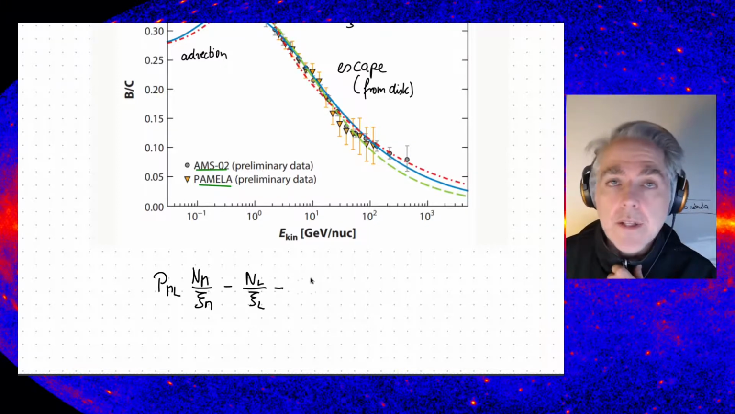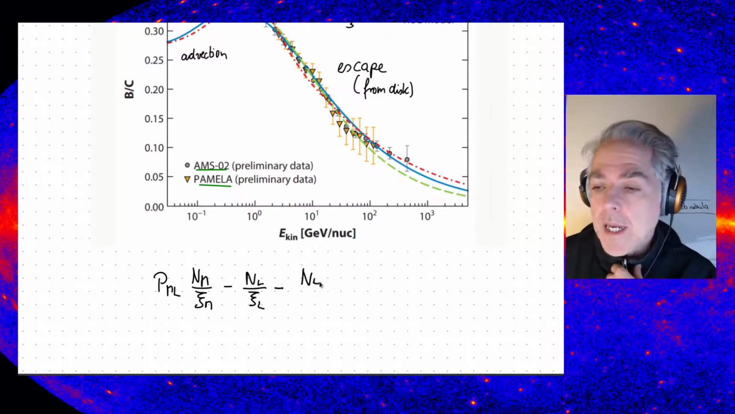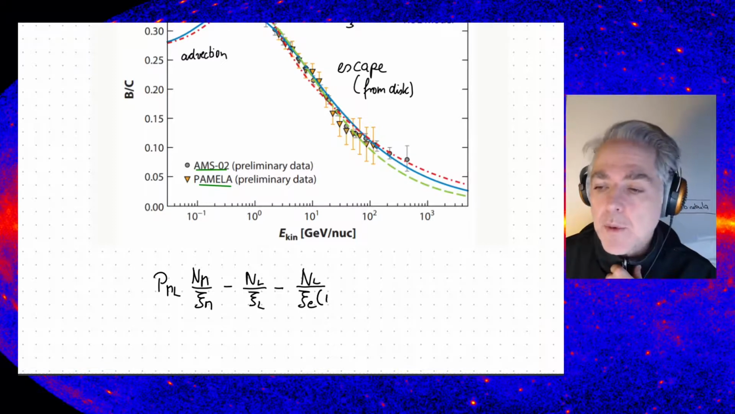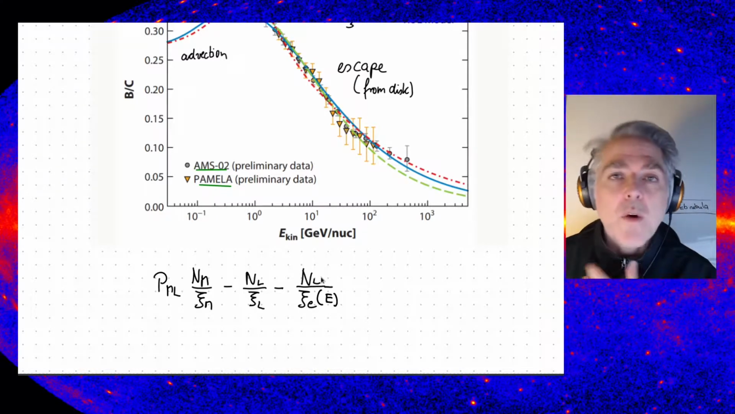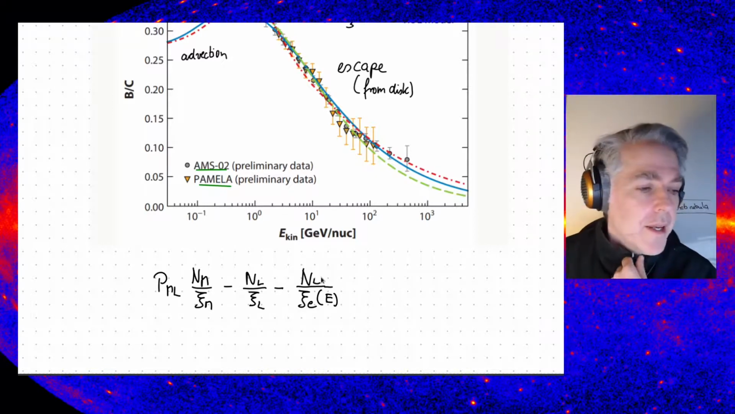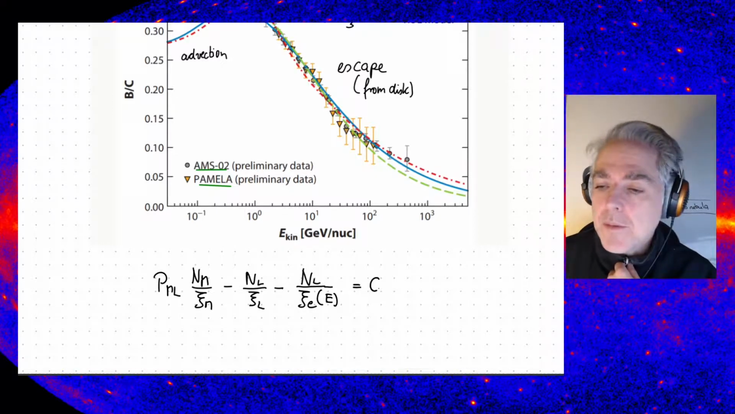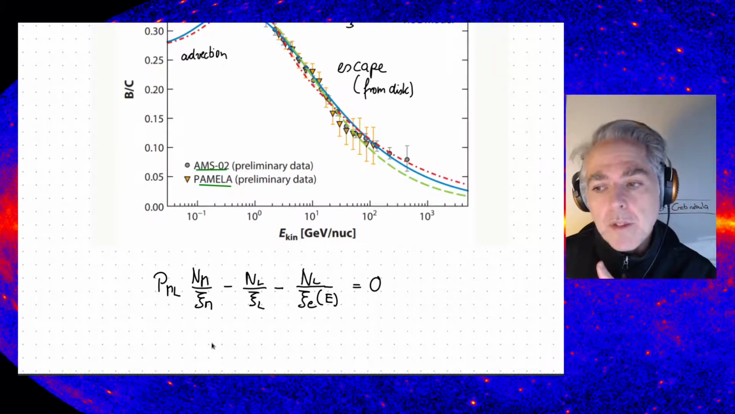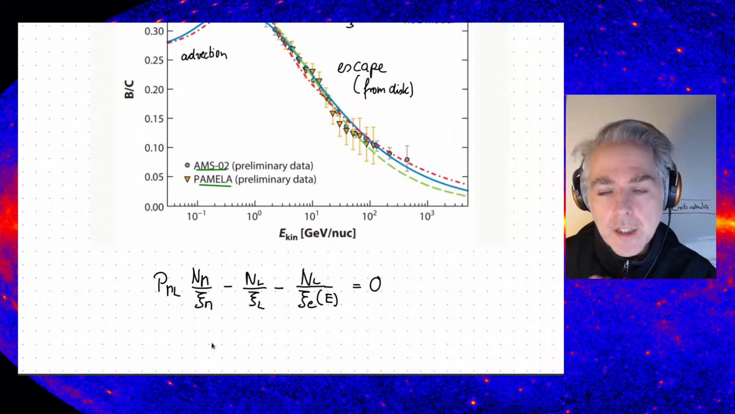And now we add another term to this. That means that NL is also depleted by escape. Let's call that Xi E, and that's supposedly energy dependent. So even in our one slab model, we can just ad hoc say there's an energy dependent escape length. And that would be 0, because now we assume that things are in equilibrium. So that is not dNL over dxi, but we say it doesn't change anymore over time.